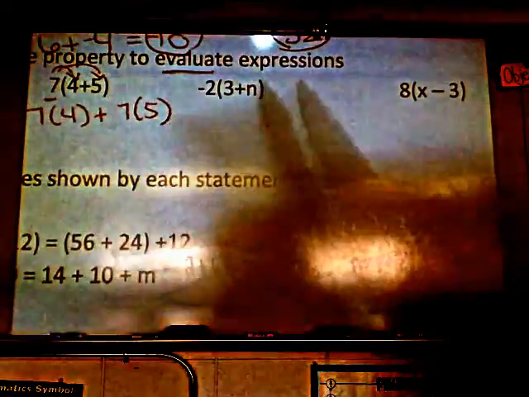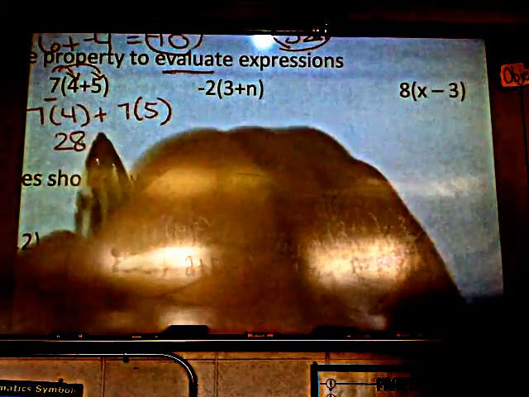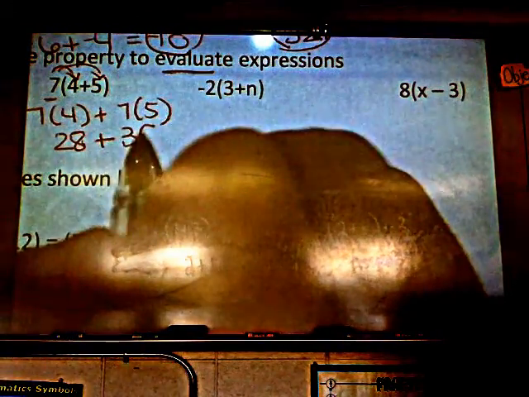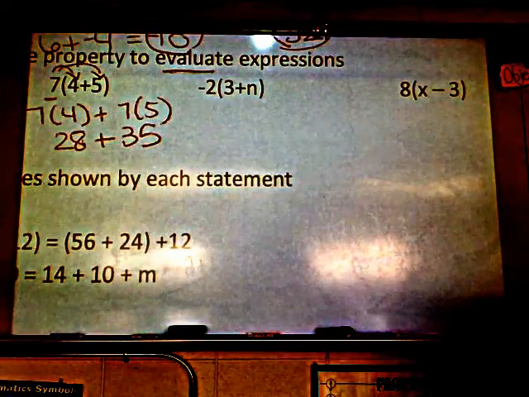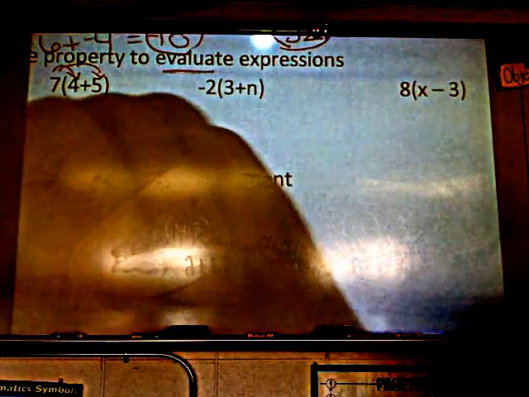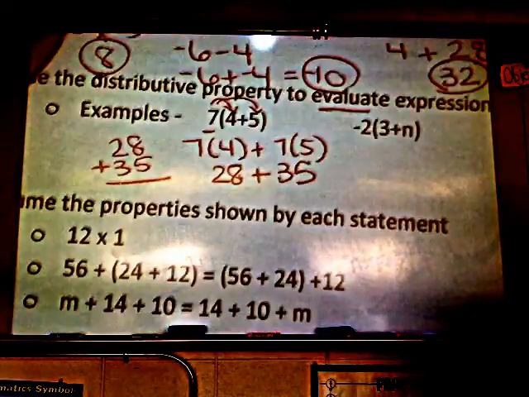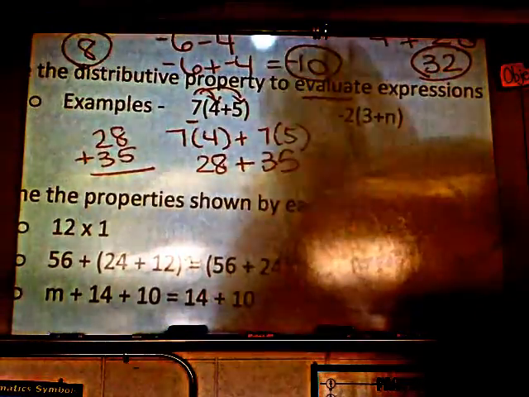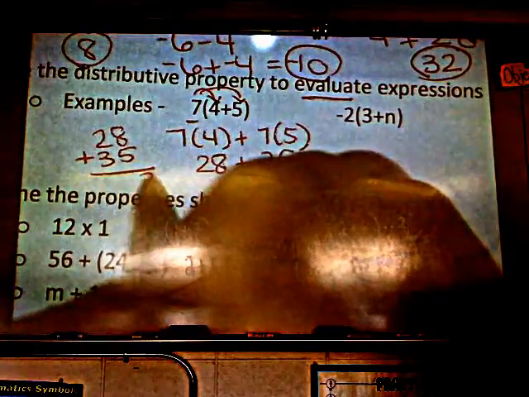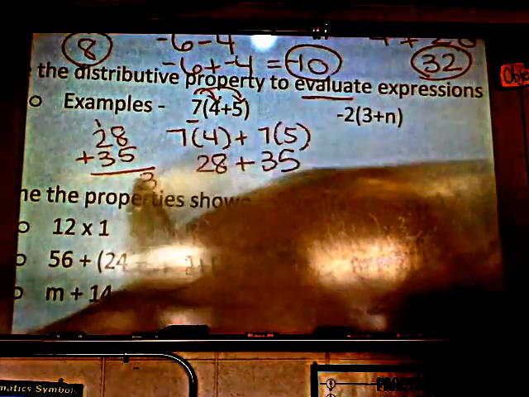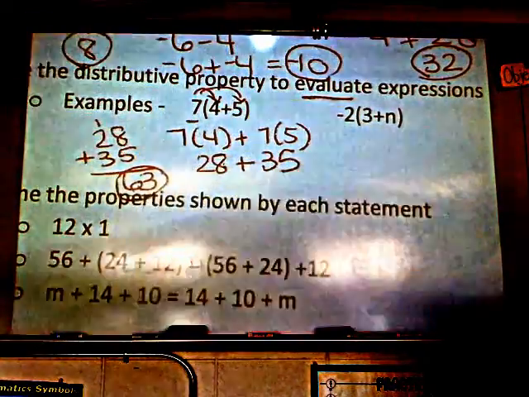So 7 times 4 would be 28, plus 7 times 5 is 35, and then I can add those together, 28 plus 35. Again, you can rewrite it on the side if you need to, like I did. 8 plus 5 is 13, and 3, 4, 5, 6, so my answer would be 63.